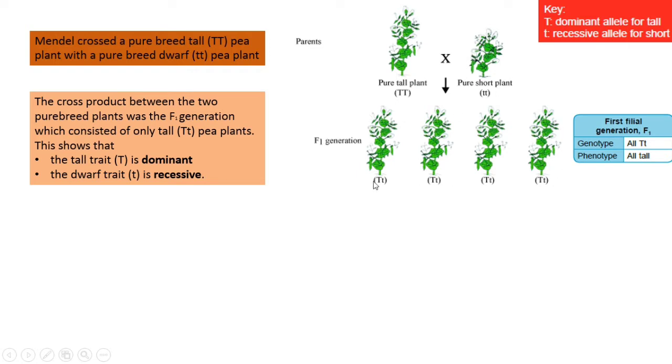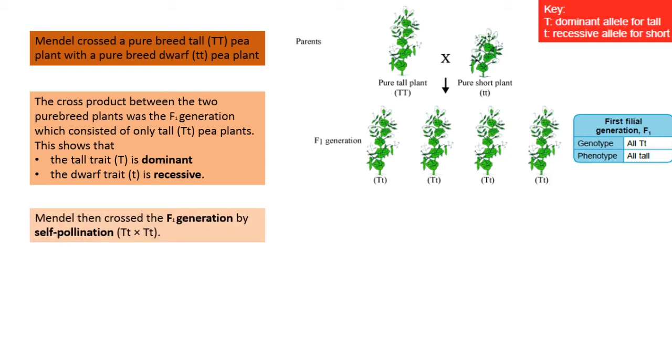Okay, so that means tall is the dominant trait, while dwarf is the recessive trait, because the dominant trait suppresses the characteristic of the dwarf trait. After that, Mendel then crossed the F1 generation by self-pollination. Mendel allowed the first generation, the F1 generation, to cross among themselves. This is called self-pollination. What happened after that?